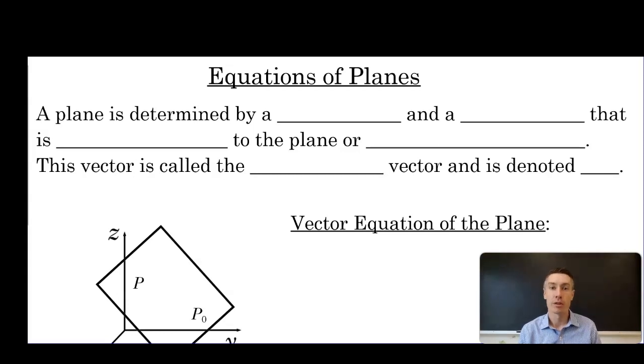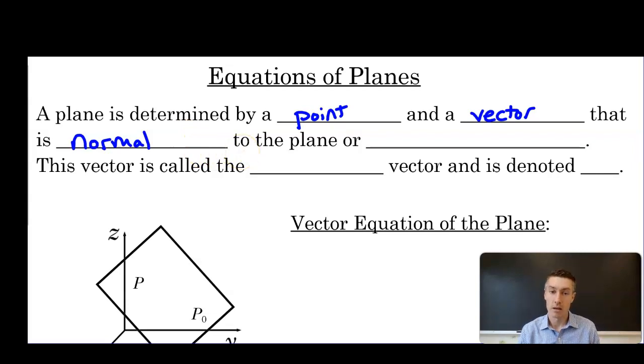In this video, we're going to learn how to write the equation of a plane in 3 space. In order to do that, a plane is determined by a point and a vector that is normal to the plane.